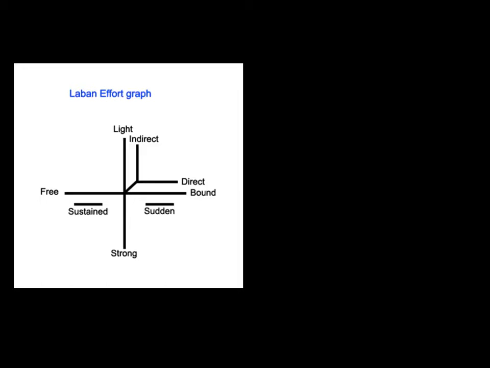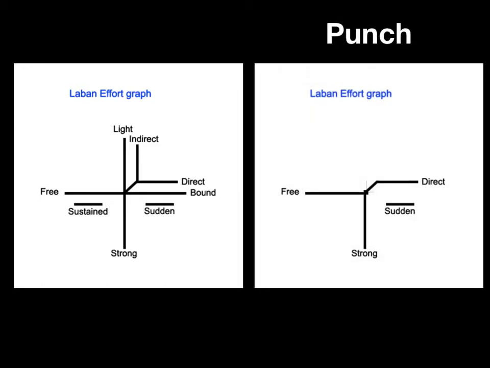But if we wanted to describe how someone used the energy and how they use time and how they use space, you could use this graph. For example, if you're going to punch something, you would draw only this aspect of the graph. This is a punch in the Laban effort graph.